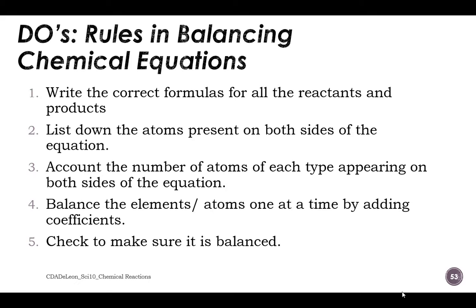What are the do's in terms of rules in balancing chemical equations? Number 1, write the correct formulas for all the reactants and products. 2, list down the atoms present on both sides of the equation. Number 3, account the number of atoms of each type appearing on both sides of the equation. Number 4, balance the elements or atoms one at a time by adding coefficients. Number 5, check to make sure it is balanced.